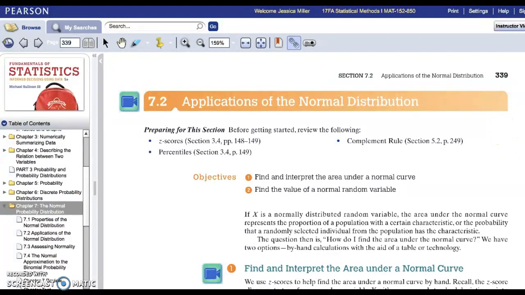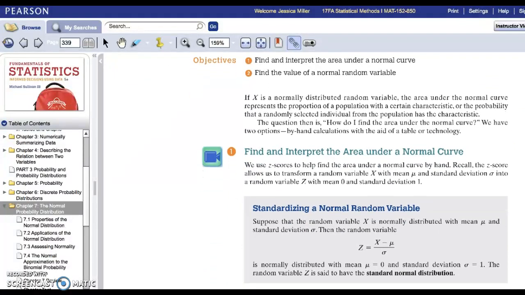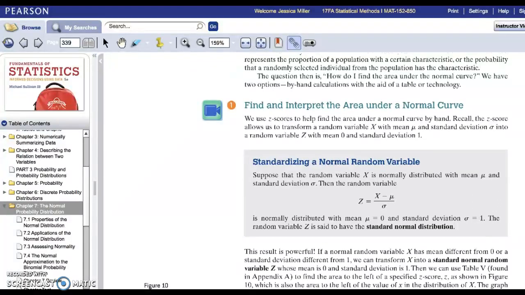So your book starts off with an example of how to find and interpret the area under a normal curve. And if you're going to do area by hand or with a table, you have to go through z-scores. Even if you utilize StatCrunch, we want to make sure we have a firm grasp on z-scores, how to calculate those, and how they translate to a curve.